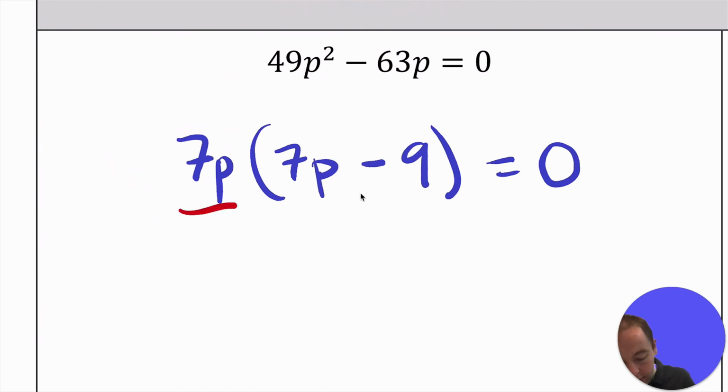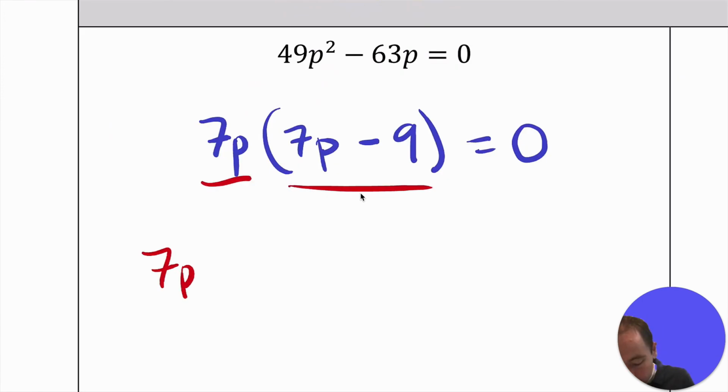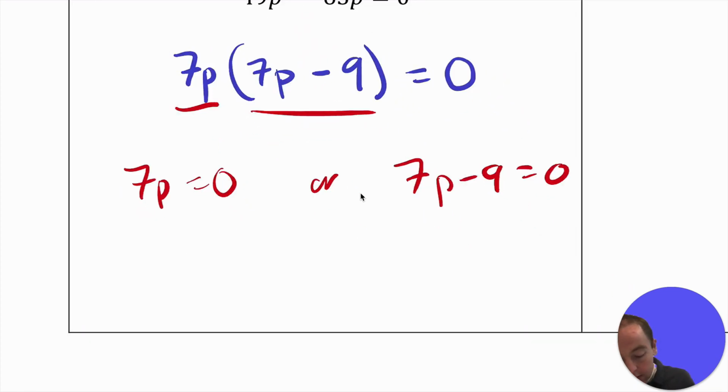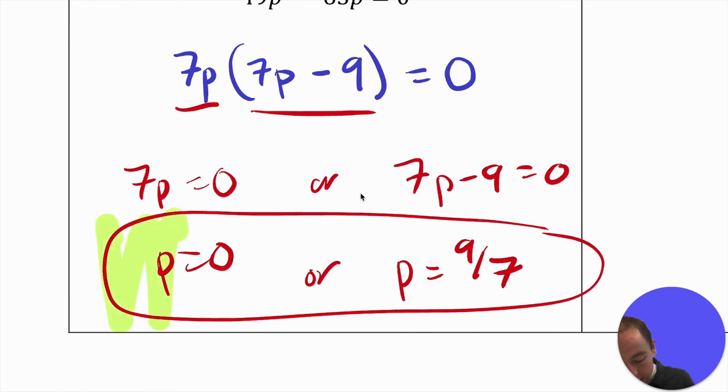Because then we know if this factor times this factor equals 0, then either 7 times p needs to equal 0, or 7p minus 9 needs to equal 0. So if you divide by 7 on both sides of that equation, you get 0 as an answer for p. And for this one, if you add 9 and then divide by 7, you get positive 9/7 as an answer for p. So those would be your two solutions for that particular equation.